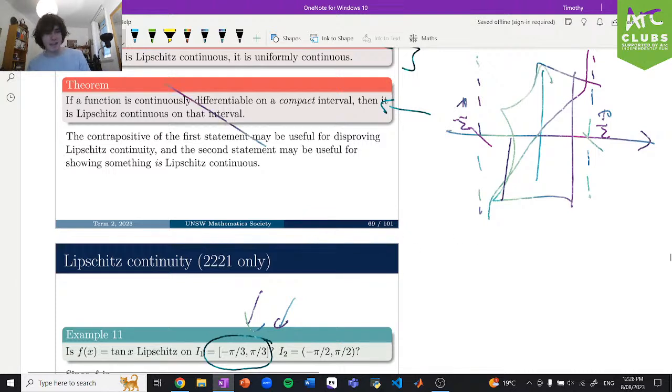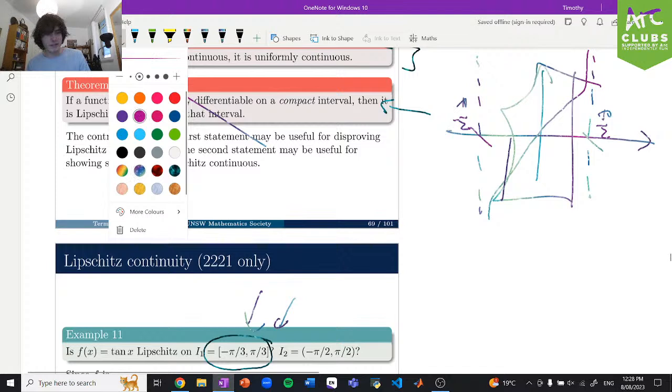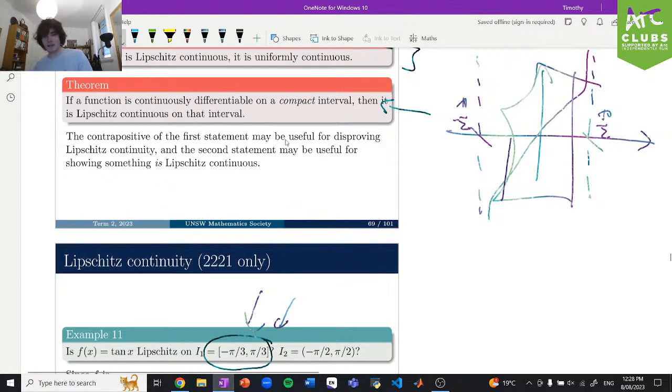So I guess what you could say is, I might change it to purple just because I feel like the galaxy color is giving me a little bit of brain.